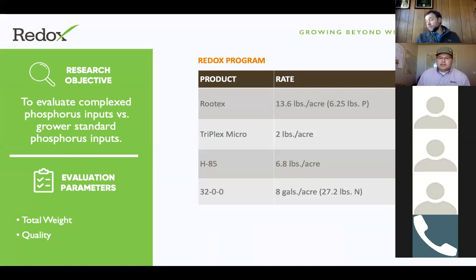And what we did here was a pretty heavy application of Redox products. This isn't necessarily what we do on a commercial application, but the point here was to see what a complex and chelated and very efficient and protected source of phosphorus would do throughout the season as compared to the grower standard. So we had 13.5 pounds of Rutex, 2 pounds of micro, almost 7 pounds of H85, and 8 gallons of UN32.